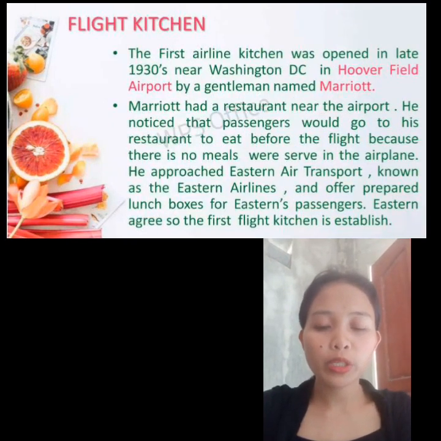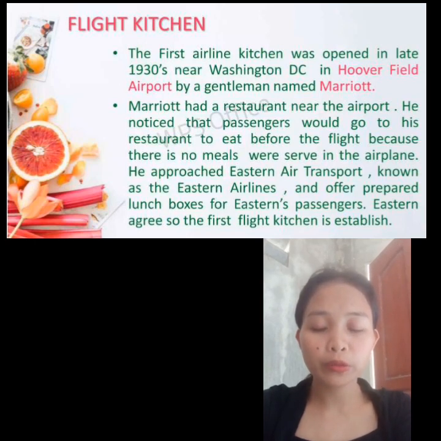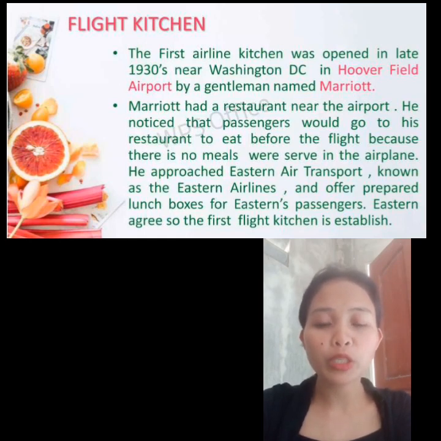To answer the question and explain flight kitchen: in the late 1930s, the first airline kitchen was opened near Washington, D.C., in Hooverfield Airport by J. Willard Marriott, the founder of Marriott Corporation. Marriott, who owned a restaurant near the airport, recognized the opportunity to provide meals for passengers before their flight since airplanes did not serve meals at that time. He approached Eastern Air Transport, now known as Eastern Airlines, and proposed the idea of offering prepared lunch boxes for their passengers. Eastern Airlines agreed, and this led to the establishment of the first flight kitchen.